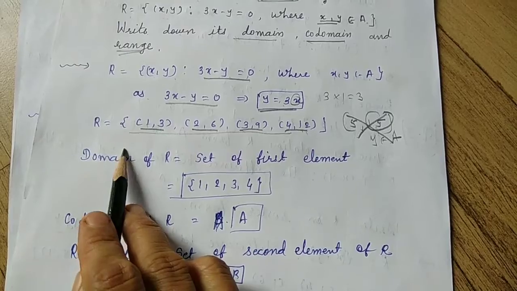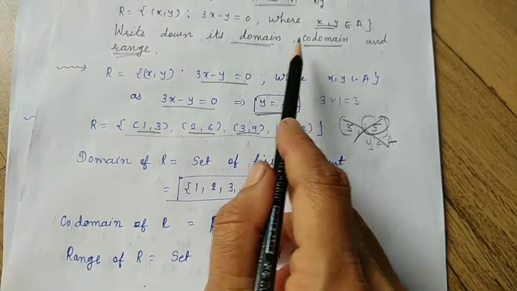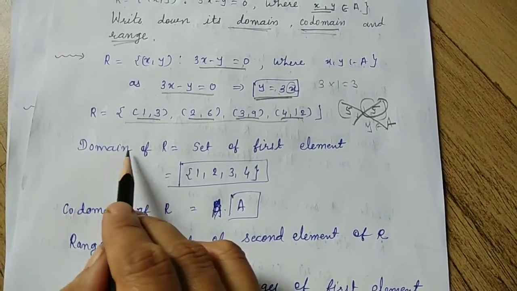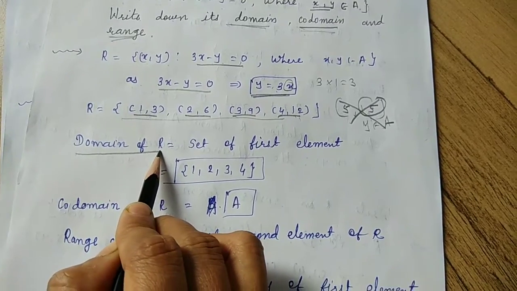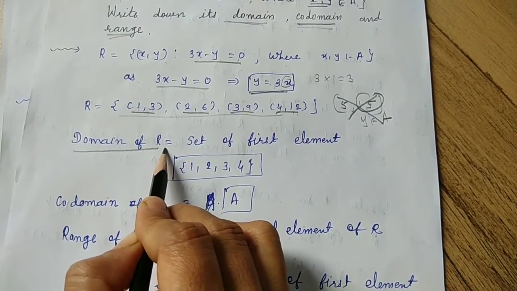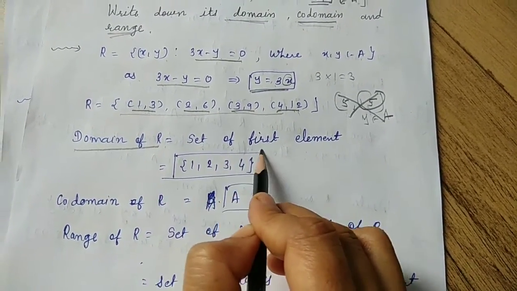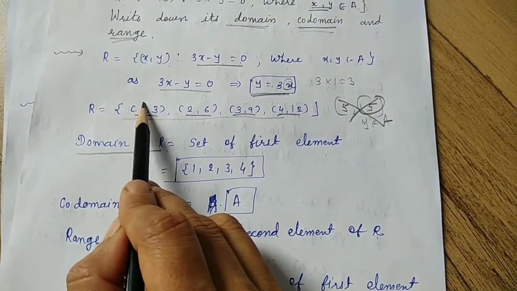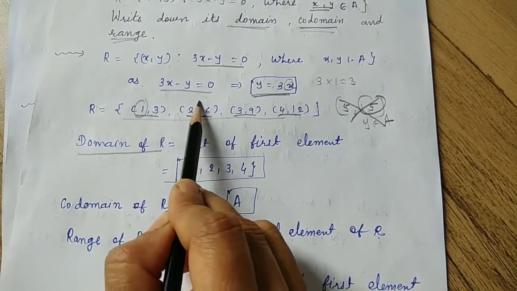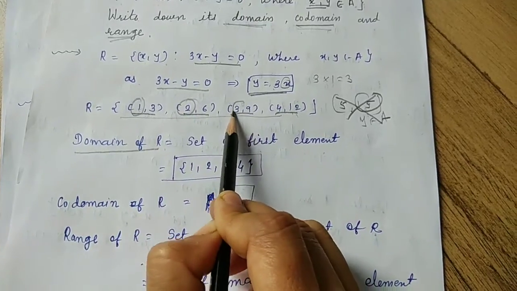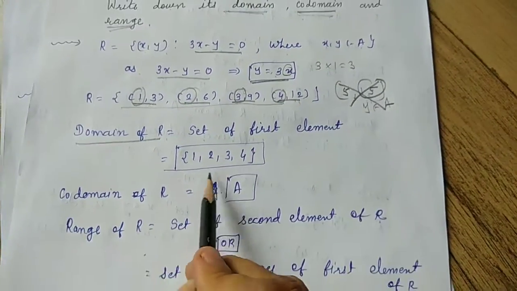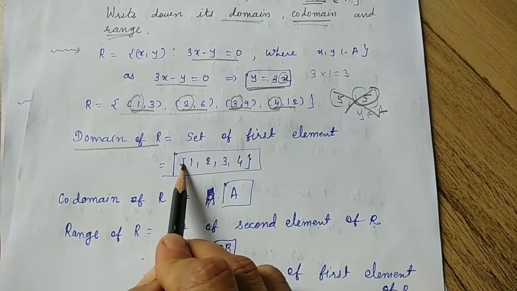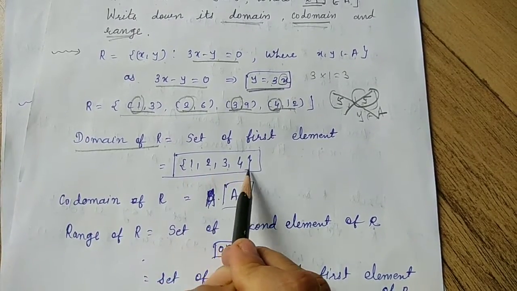Now what is the question? Find out the domain, codomain and range. So first let's find the domain. What is your domain? By the definition, it is the set of first elements. So look at the first elements here: 1, 2, 3 and 4. So the domain of R is the set {1, 2, 3, 4}.